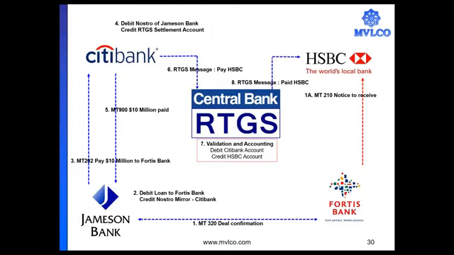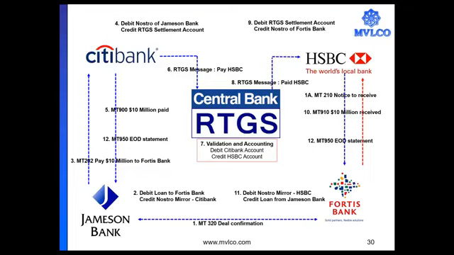When HSBC receives this message, HSBC would credit the account of Fortis and intimate Fortis by sending a confirmation of credit, that is MT910. In this way, Fortis would come to know that the account has been credited. At the end of the day, both Citi and HSBC may send a 940 and a 950 statement depending again on the situation. So this is how the 2 series is used. In this example of 2 series, we used only one transaction. We created only one transaction, Jemson making a payment to Fortis Bank, single transaction.